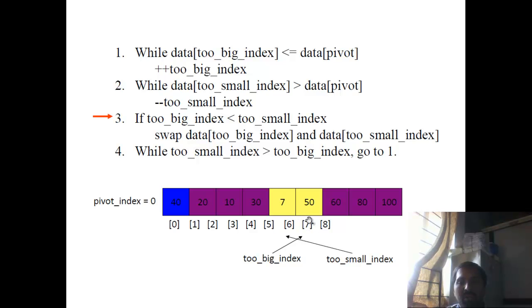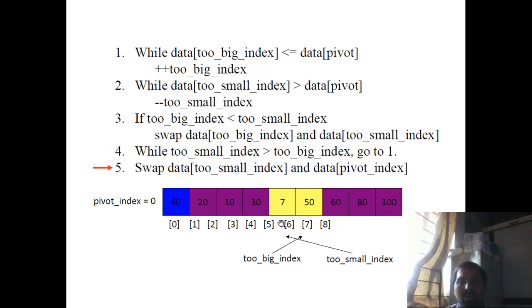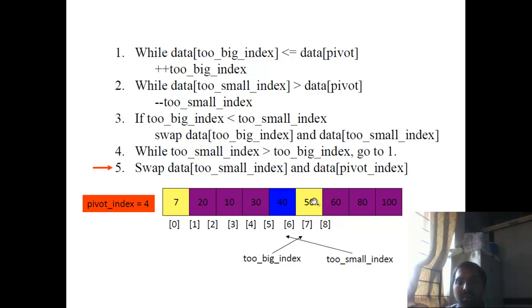When these two positions cross, we swap the small index value and the pivot element value. So now swap data of small index and the data of pivot index. So 7 and 40 you can swap here. Now the left side of the pivot element is less than 40 and the right side is greater. So pivot index position is 4. The left side is a subarray and the right side is a subarray. Like this we can apply the procedure to fix the pivot element position.